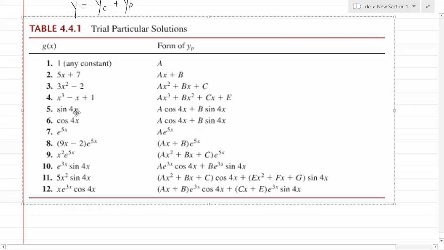You can just follow the pattern if you have a higher order polynomial. If it's set equal to sine of, I know this is a particular example, but sine of 4x would be A cosine 4x plus B sine 4x. And same with cosine, use the same particular solution. If we have an exponential, it's A e to the 5x. Then if we have a product of these, it shows you how to set those up as well. Okay? And this isn't the answer, this is just the general form that we have to use to get the answer.